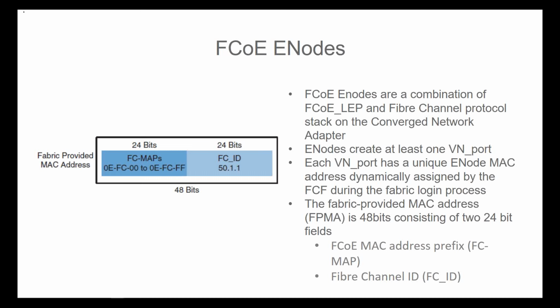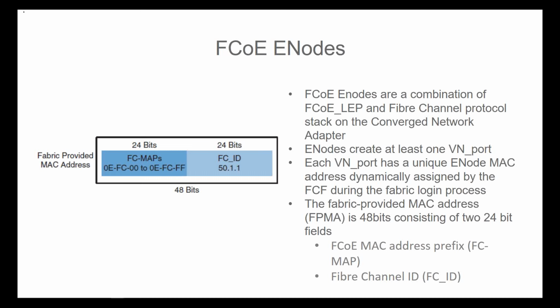FCoE nodes are a combination of the logical endpoints and the Fibre Channel protocol stack on converged network adapters. They create at least one VN port facing a VF port, and each VN port has a unique ENode MAC address. It's dynamically assigned by the Fibre Channel Forwarder during the fabric login process. That fabric-provided MAC address is 48 bits and it consists of two 24-bit fields. One is the FCoE MAC address prefix, which is the FC-MAP, and the other is the Fibre Channel ID.